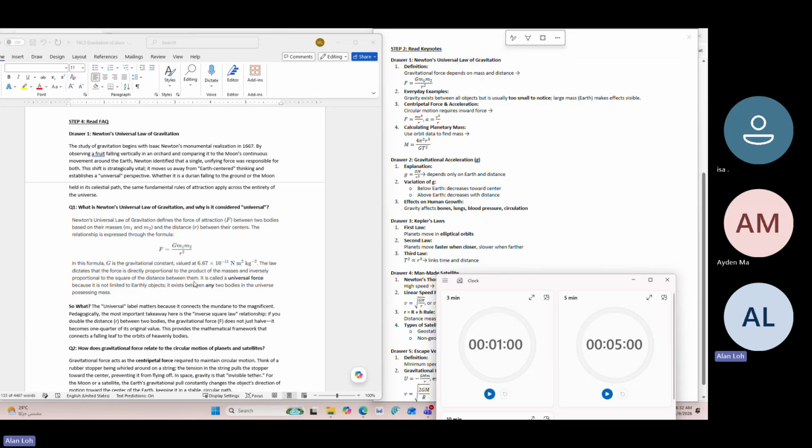And there are 2 questions per drawer. So in total, we have 10 questions, right? So how do you read this? You have the question 1, and then you have the answer, and then you have the "so what". So what is basically to tell you why this matters to you. Why this matters to you, right?